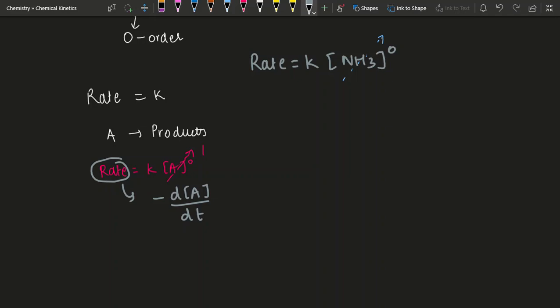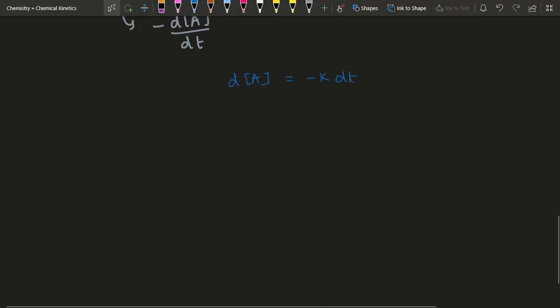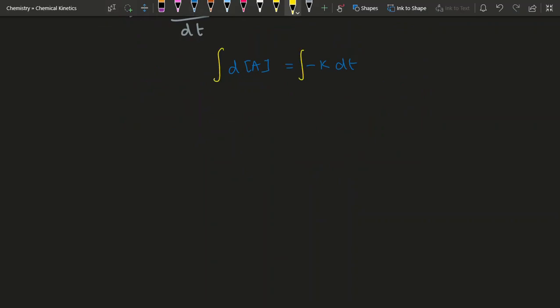So now you have a differential equation, and it is written like this: negative d concentration of A over dt equals k. Take this negative sign to the other side, and take this dt to the other side as well. Now you have two differentials related by a linear expression, and the way you would solve this differential equation is by taking limits with integration. So you're integrating both sides.